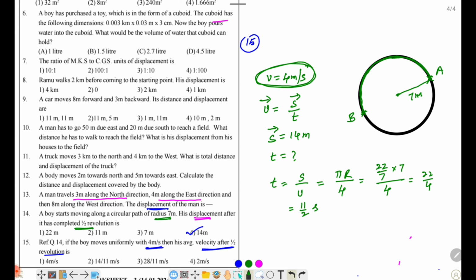This is the time. Now you can calculate the average velocity, which is displacement by time. Displacement is 14 meters divided by time, 11 by 2 seconds, which can be written as 14 times 2 divided by 11 meters per second, which gives you 28/11 meters per second. So the answer is option 3.